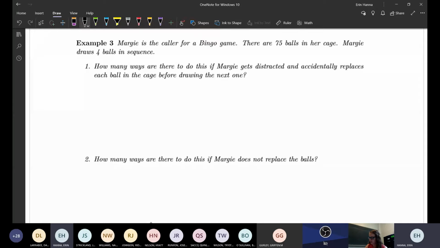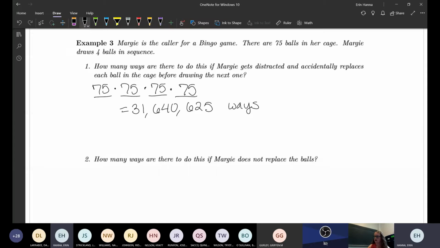So essentially there's 75 balls. So if we have 4 balls that she's going to draw, well, you've got 75 choices for the first one. But then she got distracted and she put it back in, so there's still 75 choices for the second ball. And then she gets distracted and puts it back in, so there's still 75 for the third option and still 75 for the fourth option, respectively. So if she keeps replacing the ball each time, there's always 75 choices. Turns out to be 31,640,625 ways that can essentially happen. 75 to the fourth.